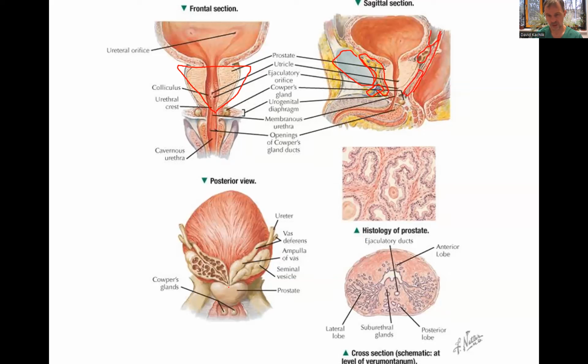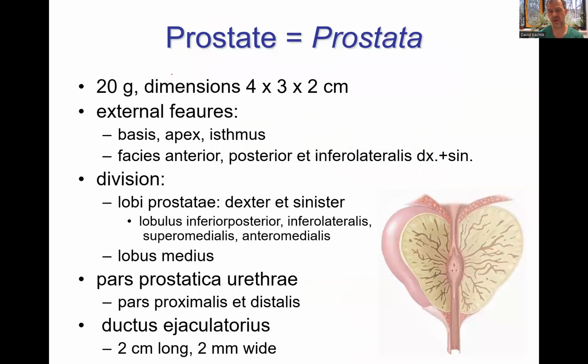So the prostate then contains the urethra, and the urethra accepts here the deferent ducts and the excretory duct from a seminal gland, which then join into the so-called ejaculatory duct. So the prostate is quite small. It should weigh only 20 grams, and its dimensions should be 4 by 3 by 2 centimeters only.